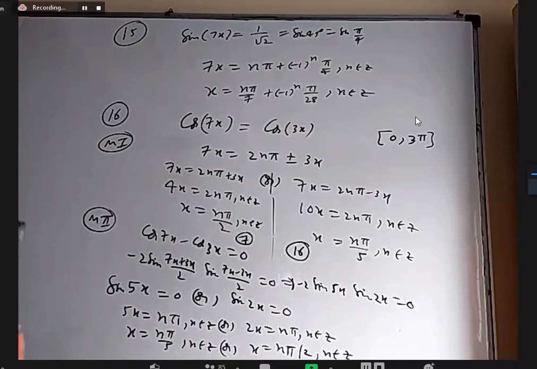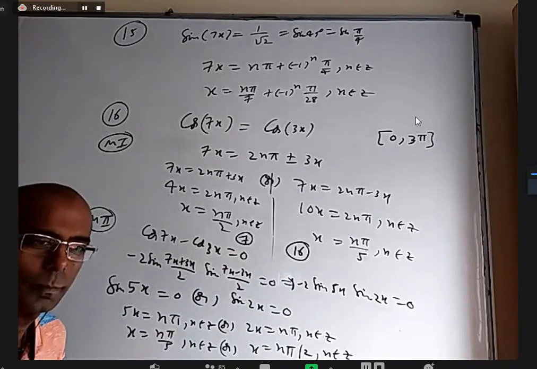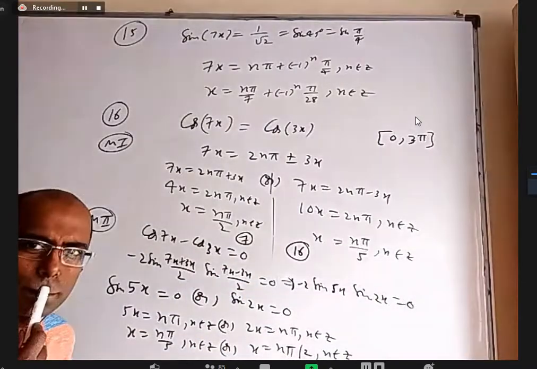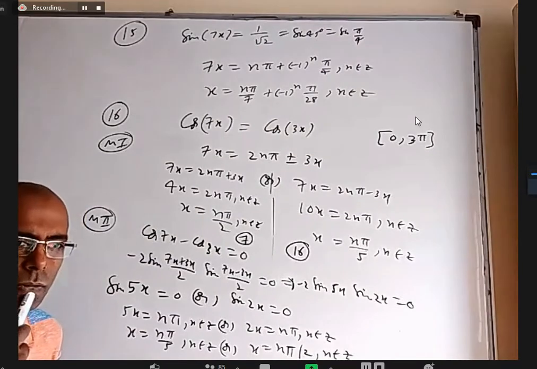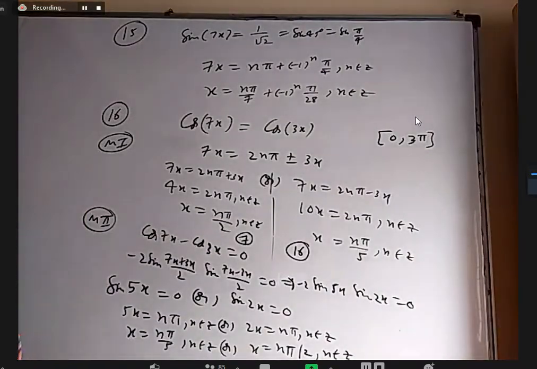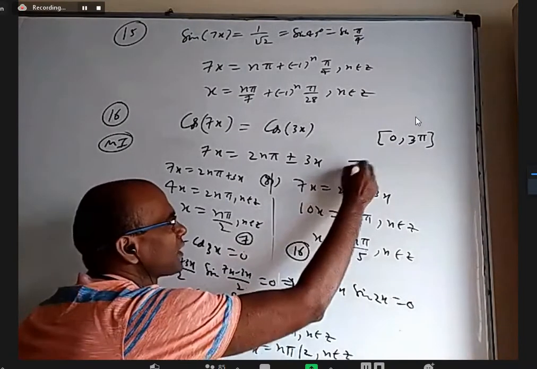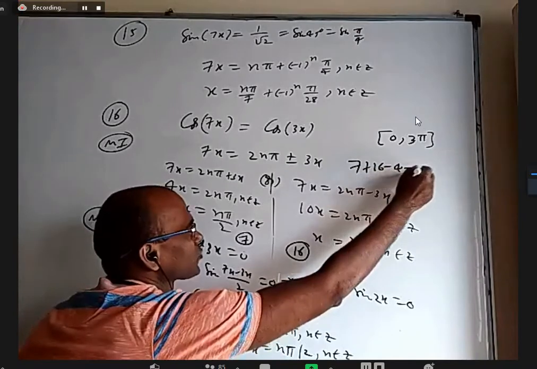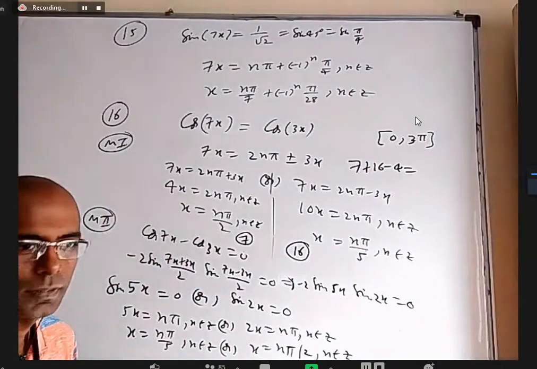And which numbers are counted in both? 0, pi, 2 pi, 3 pi. 4 solutions are counted twice. So one place I have to decrease 4. So it is 7 plus 16 minus 4. 19, sir. 19.